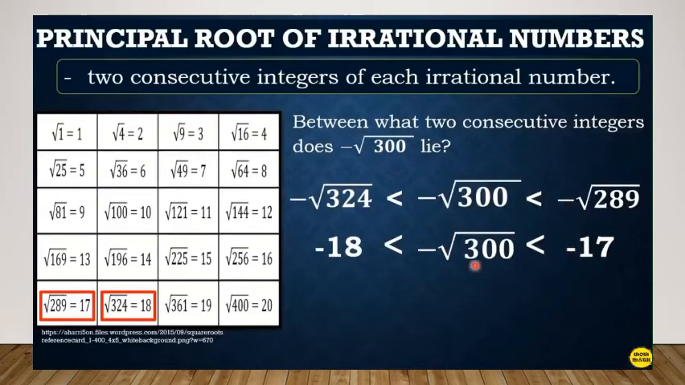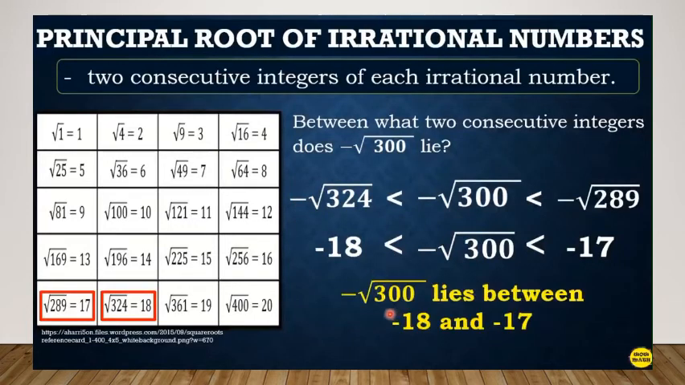Okay. Now, kung ang tatanungin ninyo, ma'am, diba ang principal root is always positive? Yes. Kaya nga nung kinuha natin ang principal root nito, 18, naging negative lang siya because of the negative outside. Okay? Pero nung ito, yung nasa loob, it's positive. Nag-negative lang siya dahil meron tayong negative outside the radical sign. So, therefore, negative square root of 300 lies between negative 18 and negative 17.